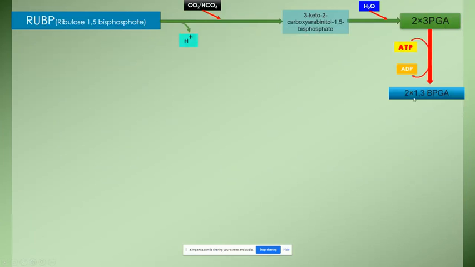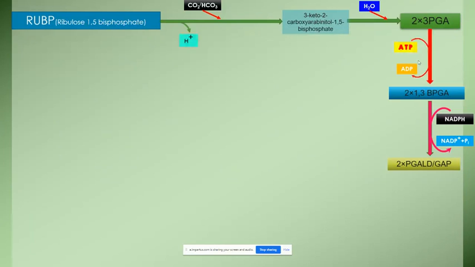Now it becomes 1,3-bisphosphoglyceric acid. So is it exothermic or endothermic? So it utilizes energy. So this is endergonic, sir. Endothermic, very good. So the next step is the reduction step.